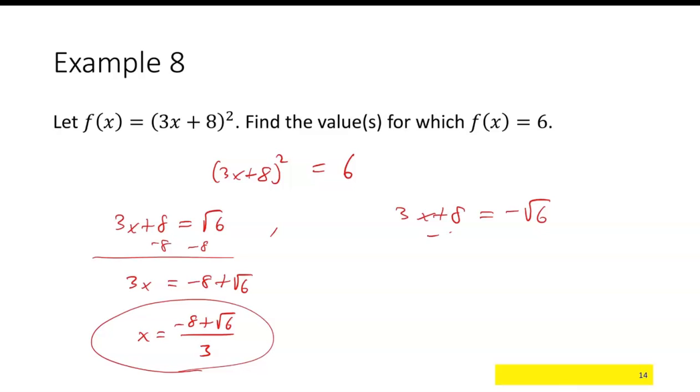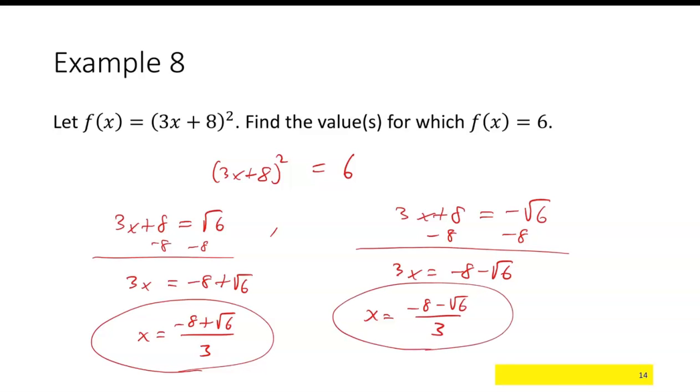For the other answer, subtract 8. I'll have 3x is equal to negative 8 minus the square root of 6. And then if I divide by 3, I'll have (negative 8 minus the square root of 6) over 3.